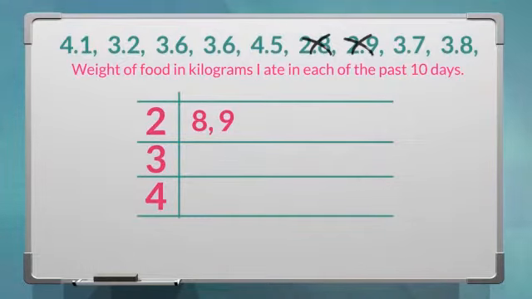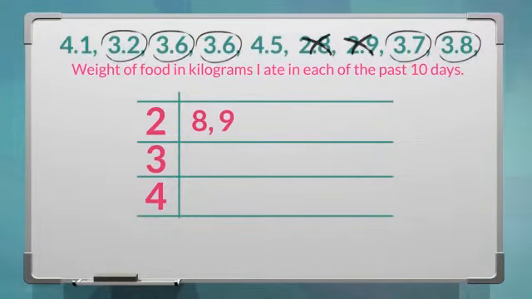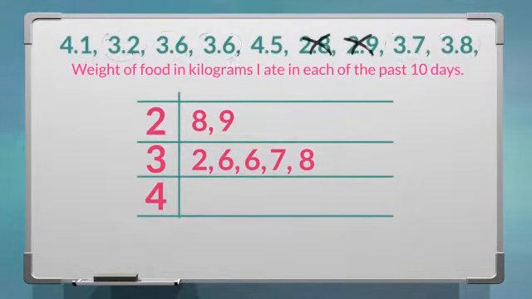Now circle all the numbers that start with a 3. As before, we don't need to write the 3 again in 3.2, we just write the 2. Then just a 6 for 3.6 and so on. So the row has 2, 6, 6, 7 and 8. Let's cross these out as well so we know that we've done them.